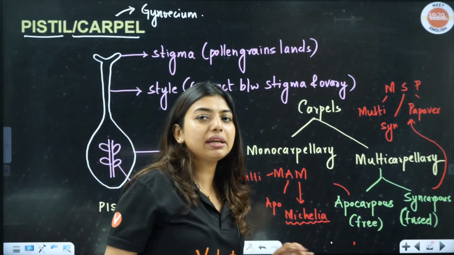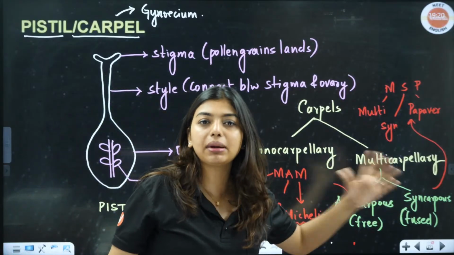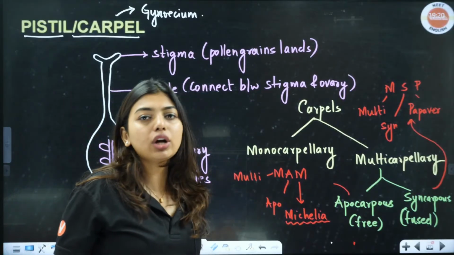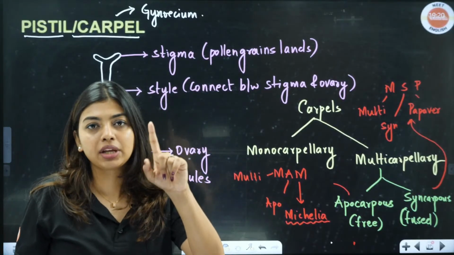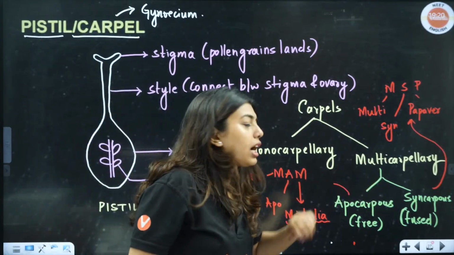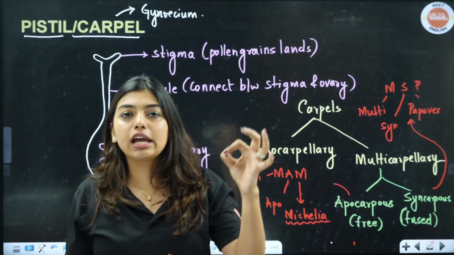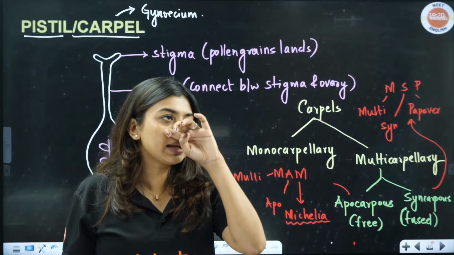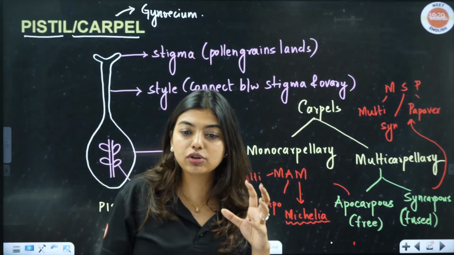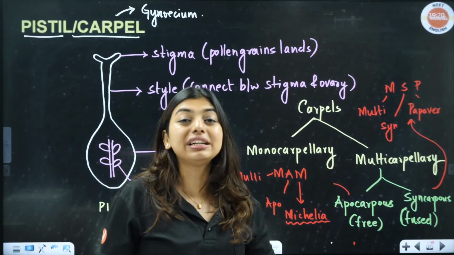Now, carpels can be of two types: monocarpellary and multicarpellary. Monocarpellary means a single carpel. Multicarpellary means they will have many carpels. Take the hibiscus plant, the China rose, and you will be able to see that it has multiple carpels.